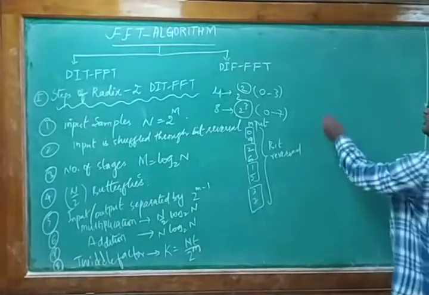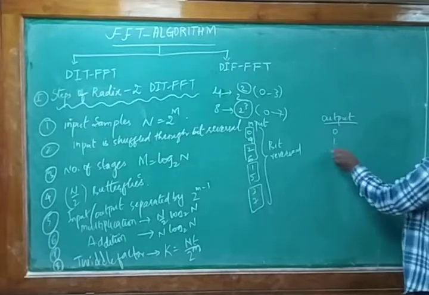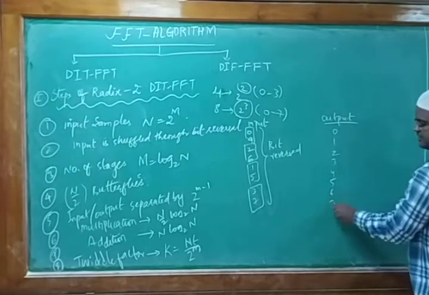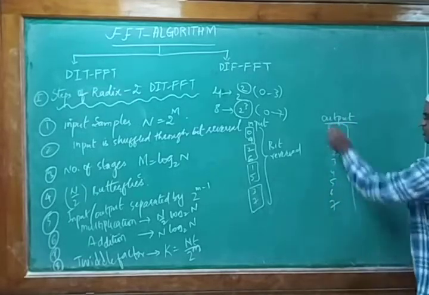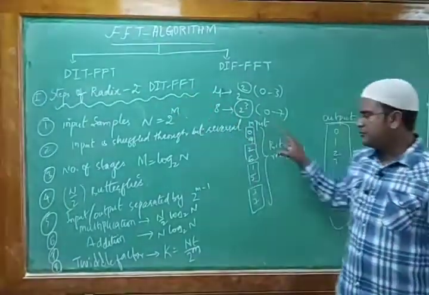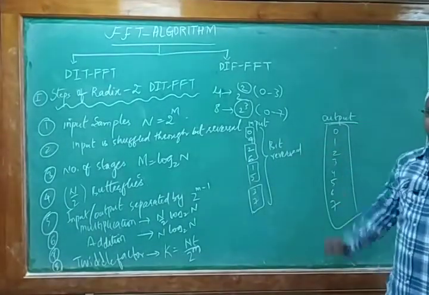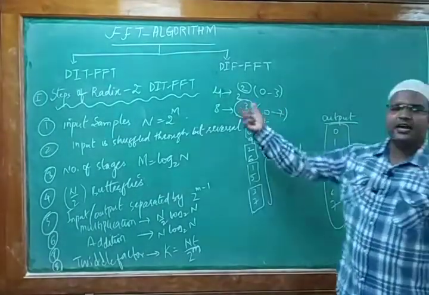And what is the output? Output is in normal order. Normal order means 0, 1, 2, 3, 4, 5, 6 and 7. This should be the output stage for your DIT FFT. Input should be in bit reverse order, but output is in normal order. That is there in DIT FFT.